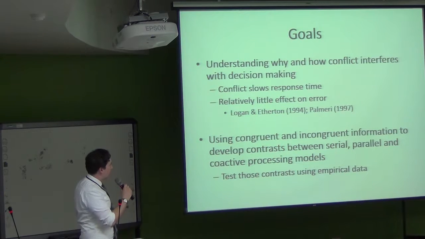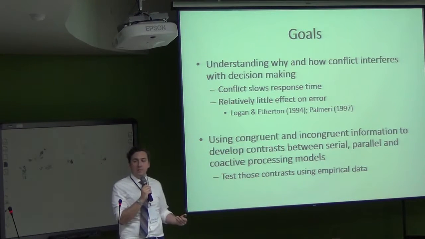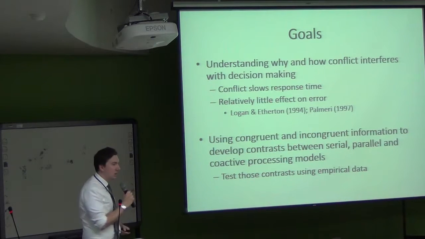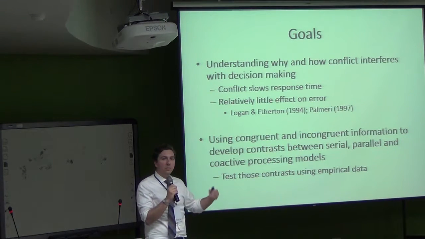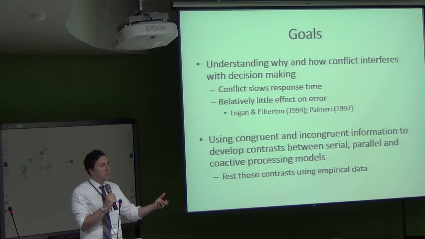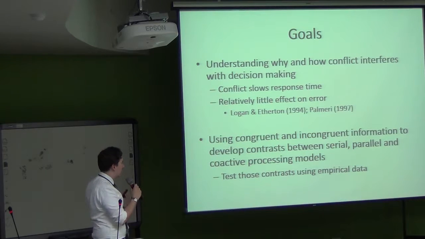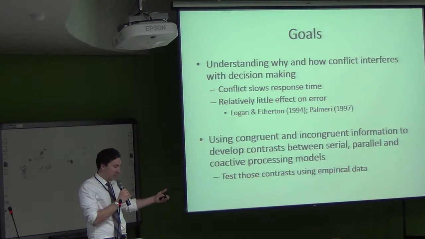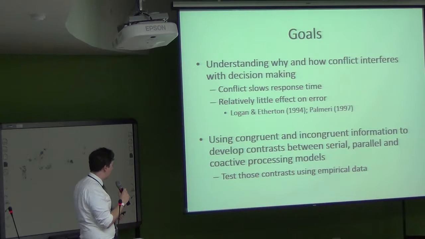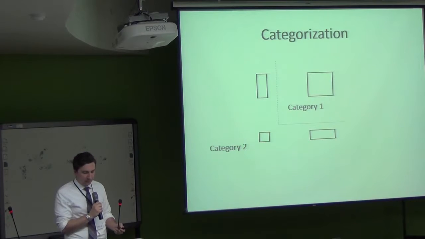The second goal of this talk, after we understand why and how conflict interferes with decision making, is to see whether or not we can use this type of conflicting information to develop novel contrasts between different processing architectures. So previously, in thinking about these things in terms of capacity, we found some predictions which didn't make a lot of sense. If we change the way we think about things, instead of thinking about capacity, if we start thinking about conflict in these particular situations, can we get back that type of diagnosticity from this type of measure? And then I'll show you some data which shows that in fact we can do that.